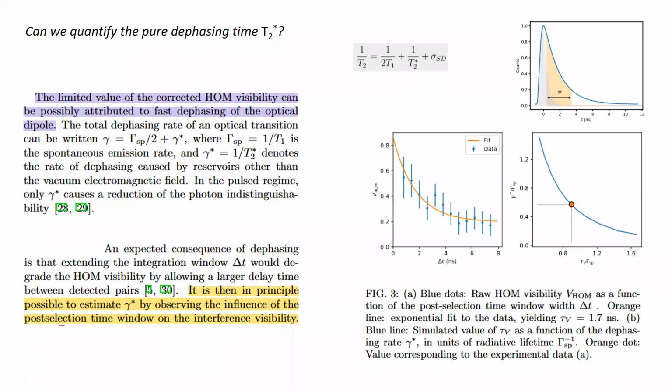Right, so isn't that exactly what that paragraph says? Well, they call it the total dephasing rate of an optical transition, including spontaneous emission, and the rate produced by carriers other than vacuum. Yeah, so it depends. Well, no, you have to be careful with those asterisks. If there is gamma, then there's gamma asterisk. Well, I guess they put all the dephasing rate into one gamma star.